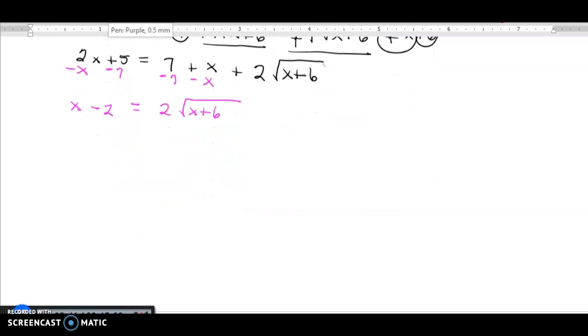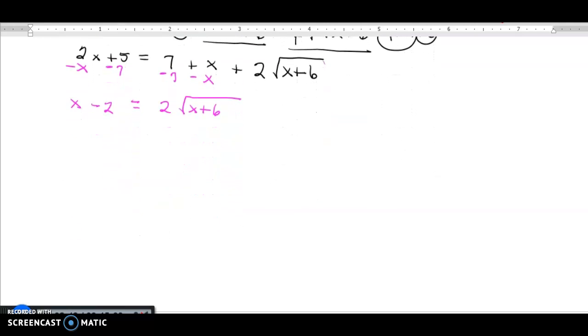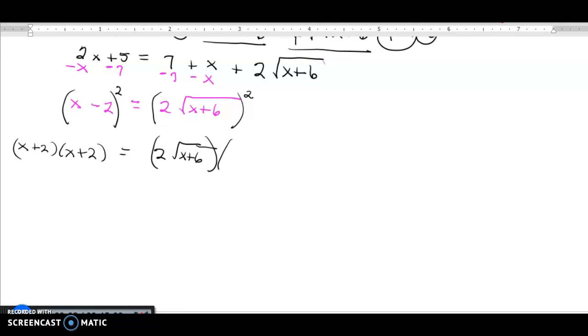All right, I feel like we're doing pretty well. Now we have to cancel out square rooting again. So to cancel out square rooting, we square. What we do to one side, got to do to the opposite side. So we have x plus 2 times itself, and we have 2 square root x plus 6 also times itself.